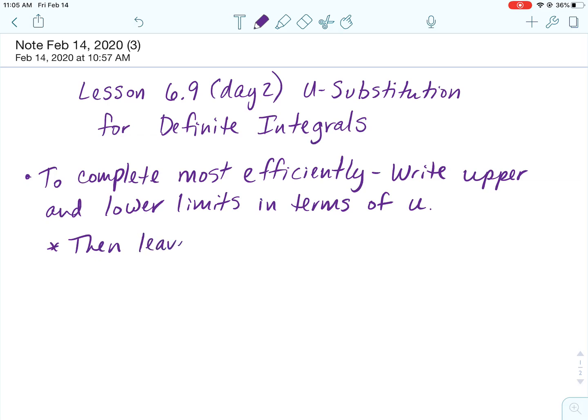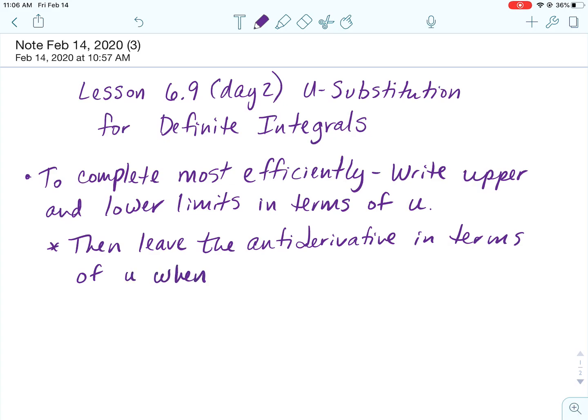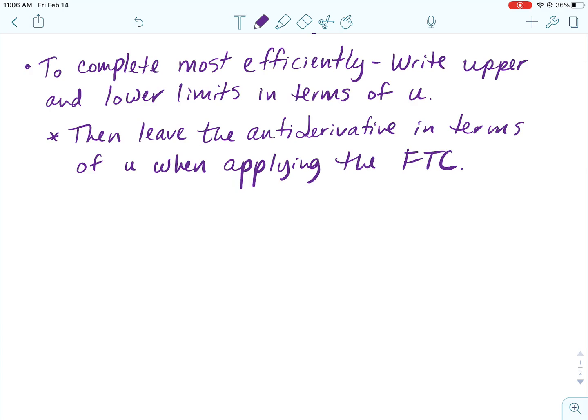So then leave the antiderivative in terms of u when applying the fundamental theorem of calculus, or the FTC. Yeah, so I'm going to say a lot of the same things. We just have a little extra weird things in the middle. All right, so our directions for all of our examples are to evaluate.